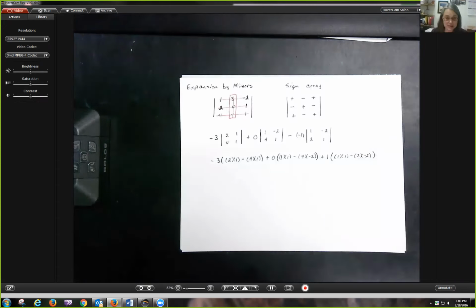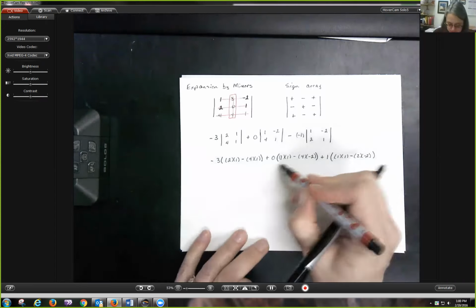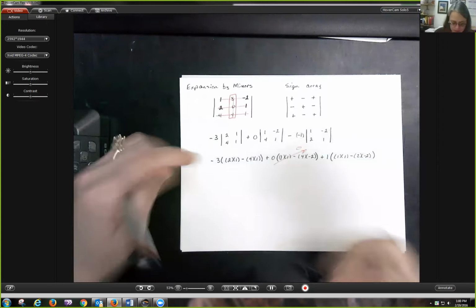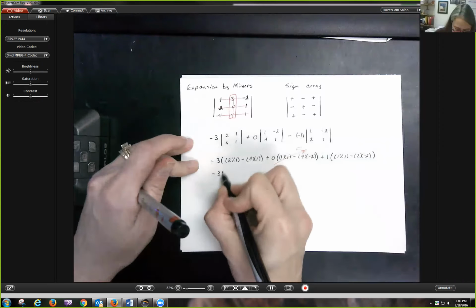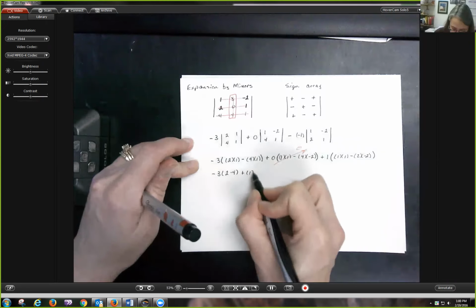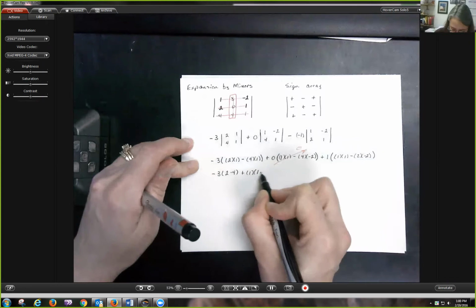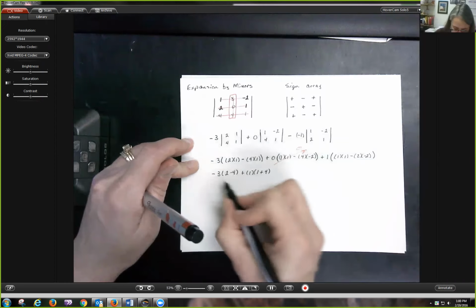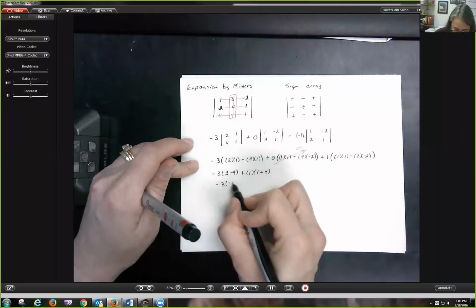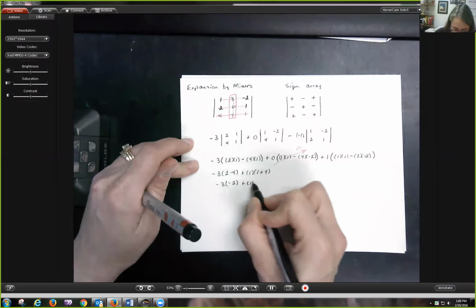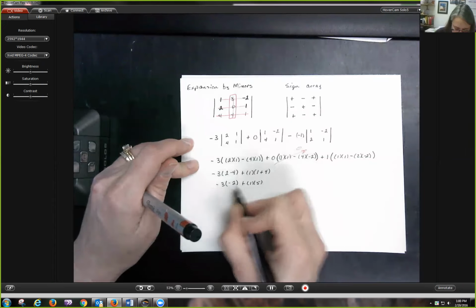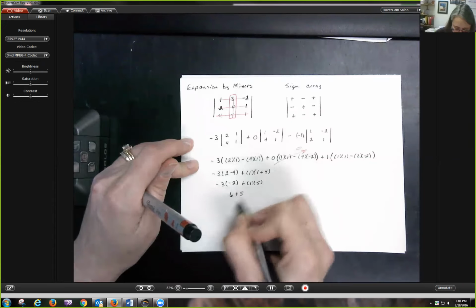And 0 times anything is just 0, so we don't need to worry about that middle term at all. So we've got negative 3 times 2 minus 4 plus 1 times 1 plus 4. So negative 3 times 2 minus negative 4 is negative 2, plus 1 times 1 plus 4 is 5. Negative 3 times negative 2 is 6, plus 5 is 11.